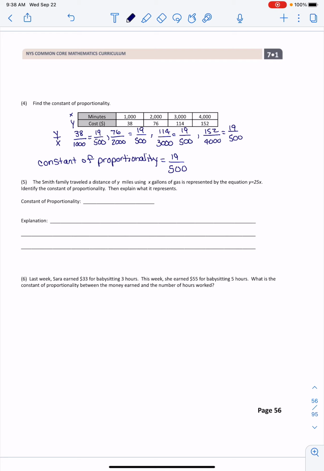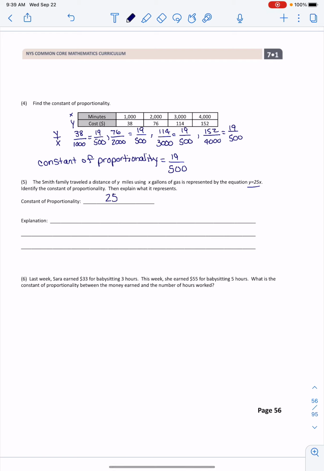Our next question says, the Smith family traveled a distance of y miles using x gallons of gas, and it's represented by the equation y equals 25x. Identify the constant of proportionality, then explain what it represents. Well, remember, our k is our constant of proportionality, so 25 is our constant of proportionality.